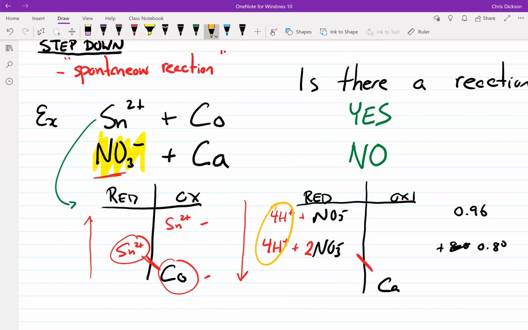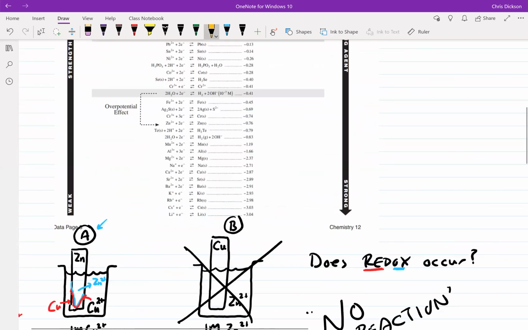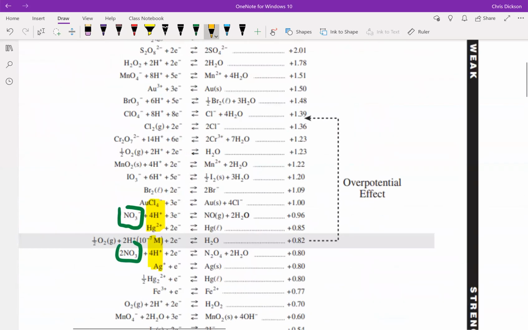So I hope that kind of makes sense. But in fact, that raises a whole other issue when you're looking at the data table, because look at so many of these chemicals in the upper region here: H plus, H pluses, H pluses. At the bottom one there, but lots of them have the idea that you need to have hydrogen ions present.